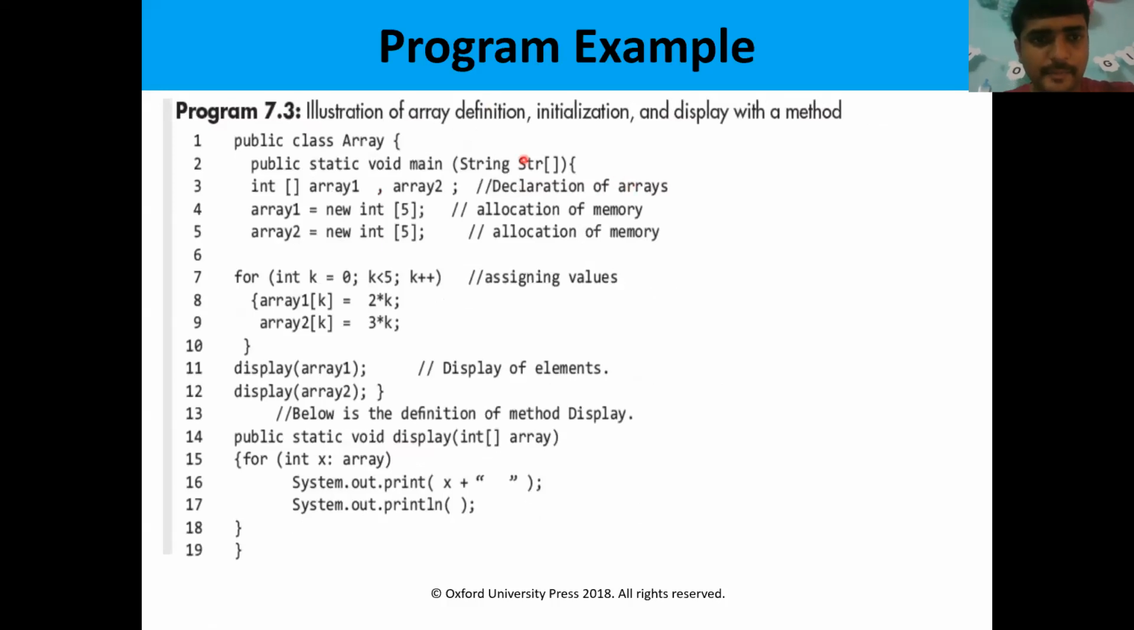So next one. This is also a simple example for array. He has declared two arrays, array 1 and array 2. Then array 1 is initialized by multiplying each element with the k value. Initially k value is 0 and it is repeated up to 5 times. So each element is multiplied by 2. Array 2 is initialized as 3 into k. Each element is multiplied with 3 and displayed.